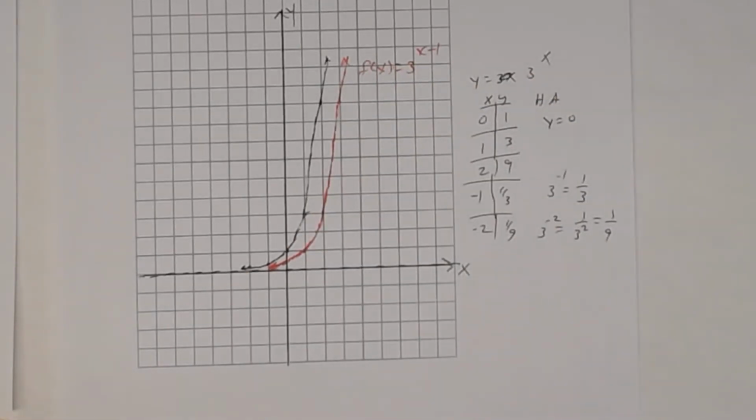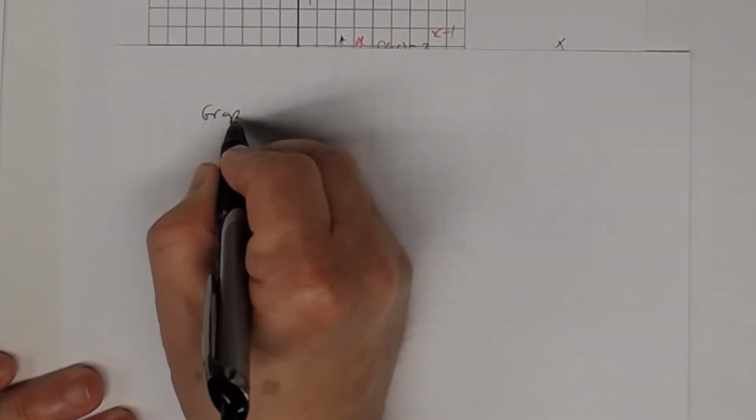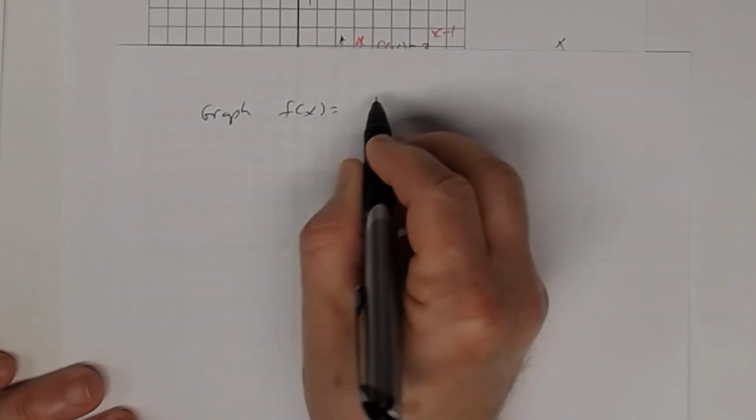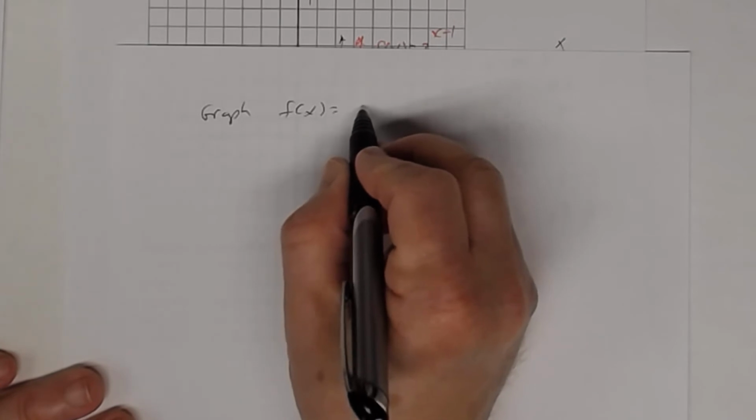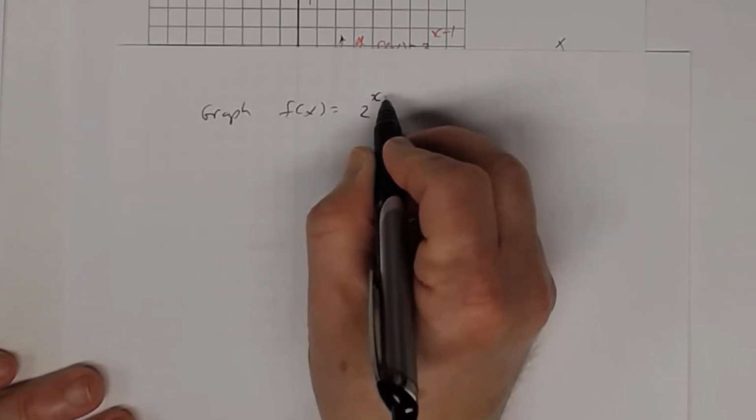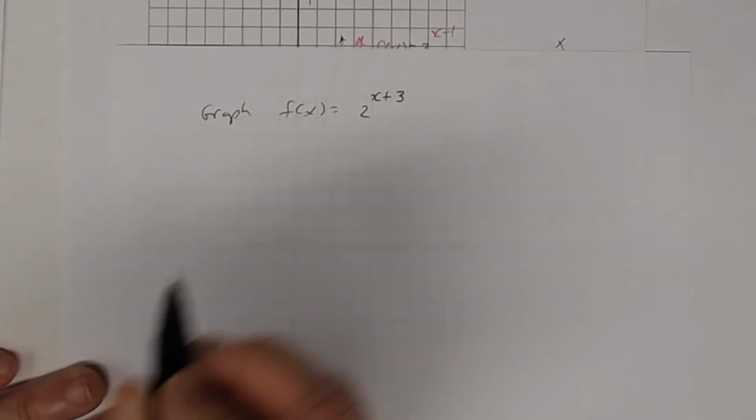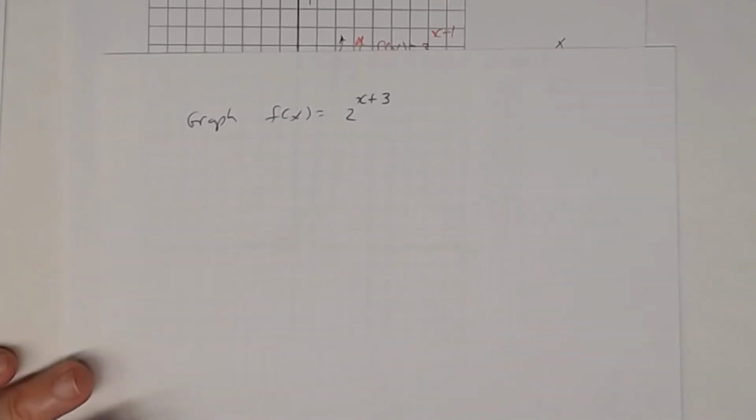All right, so let's look at another one. So let's do this one. So this should be the next problem. So let's graph f of x equals, let's say, 2 to the x plus 3. 2 to the x plus 3. So let's go ahead and graph this.